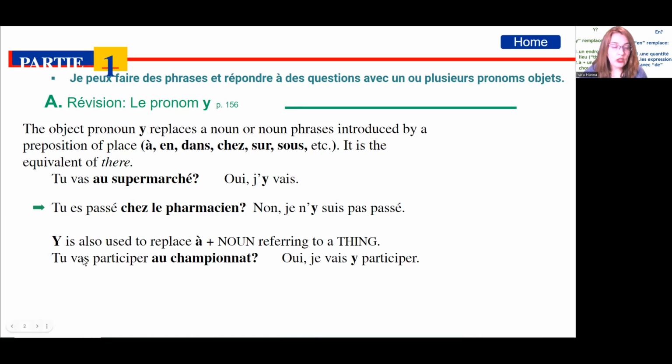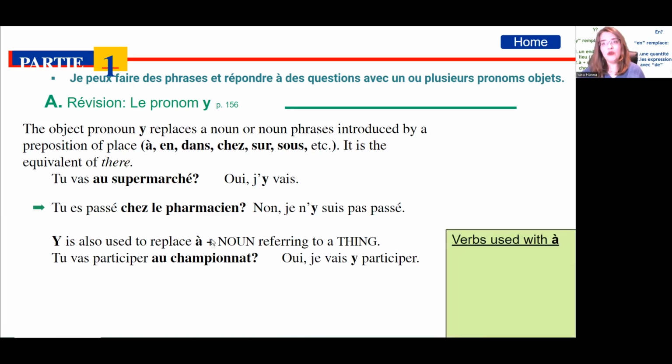So when we replace au championnat with the pronoun y, we know where to place it, right? So when we have tu vas participer au championnat, you have two consecutive verbs, which is the infinitive formation, aller plus infinitive, right? So we know that when we have to replace au championnat, we're going to place it before the second verb. Tu vas participer au championnat? Oui, je vais y participer.